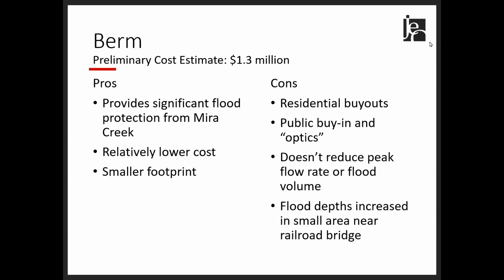The pros of the berm are it provides significant flood protection from Mira Creek. This comes at a relatively lower cost and smaller footprint. The cons of this are potential public buy-in and optic issues that would come with residential buyouts. This doesn't reduce the peak flow rate or flood volume coming down Mira Creek. The flood depths increased in a small area up north near the railroad bridge. However, this would be short-term and it was less than 1 foot.